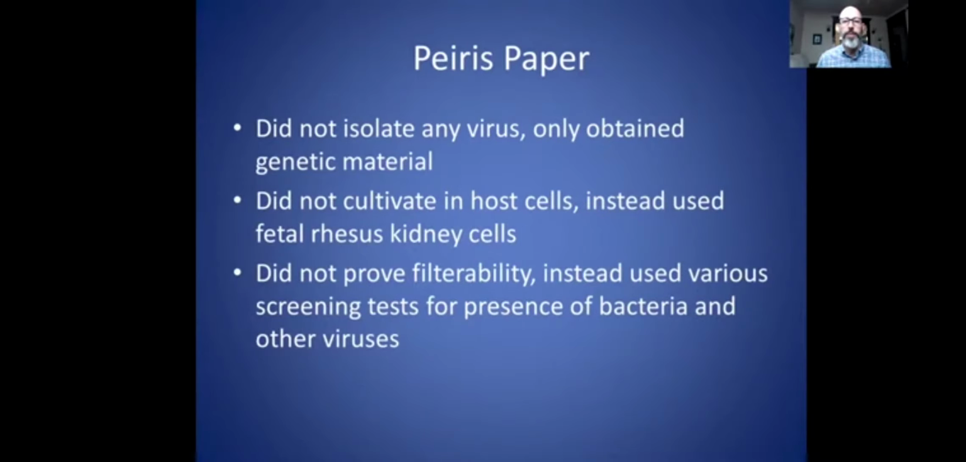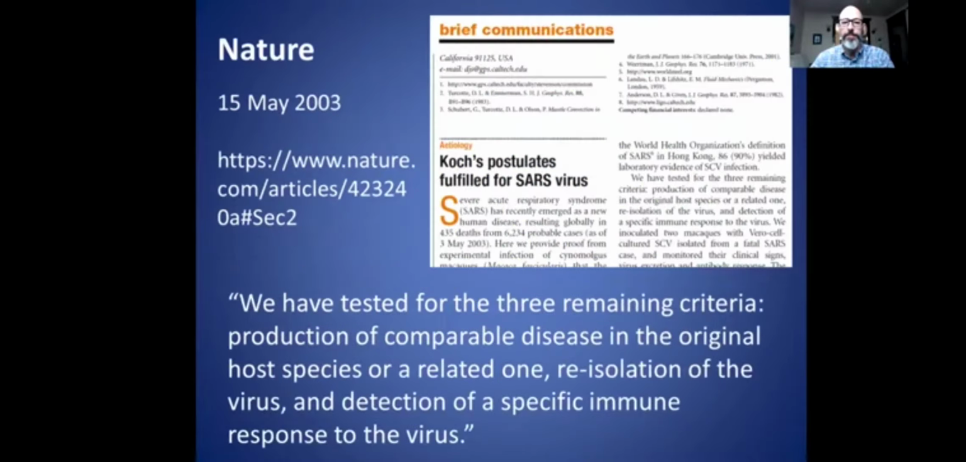Let's go to the Paris paper. This is the last one. Once again, for the 4th time, they did not isolate any virus. They didn't culture in host cells. Instead, they used fetal rhesus monkey kidney cells. And once again, they did not prove filterability. So none of the first 3 criteria were satisfied by any one of those 4 papers as stated in the article. So let's go back to the article to look at the remaining 3 criteria.